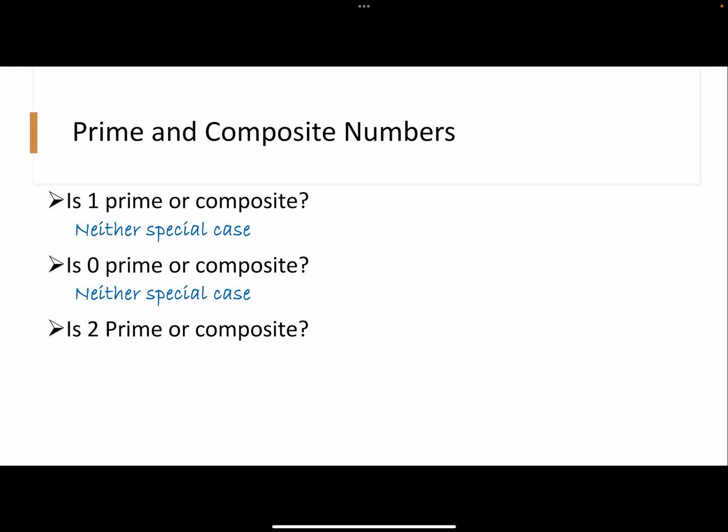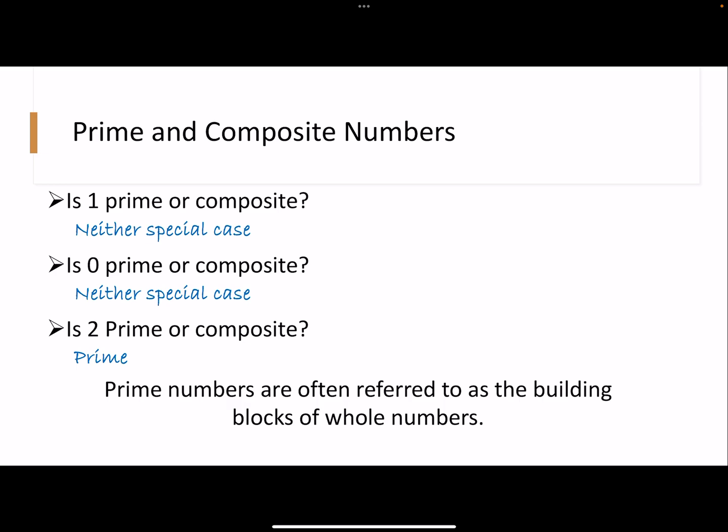What about the number 2? Yes, it would be considered prime because it only has 2 whole number factors that multiply together to give me 2, and that's 1 and itself. So 2 is a prime number. Prime numbers are very important in math, and as you're teaching this, you're going to emphasize that prime numbers are often referred to as the building blocks of whole numbers. You're going to see that as we talk about factorization in a moment.